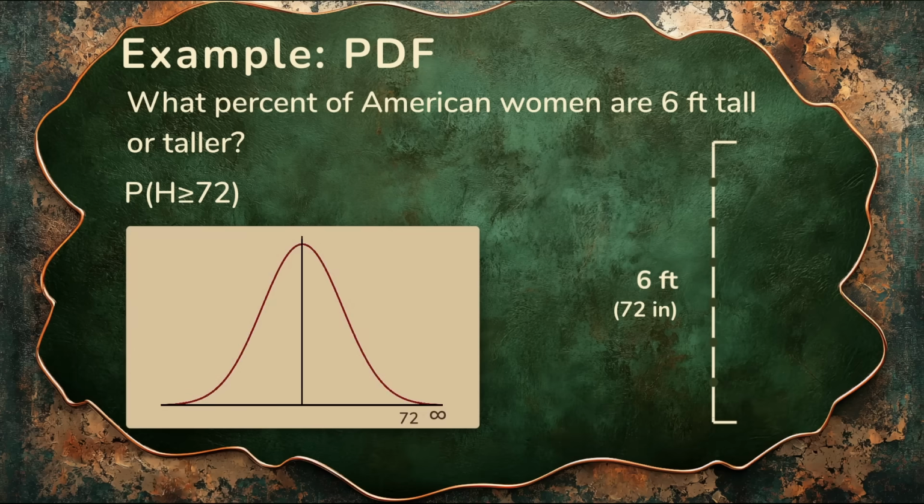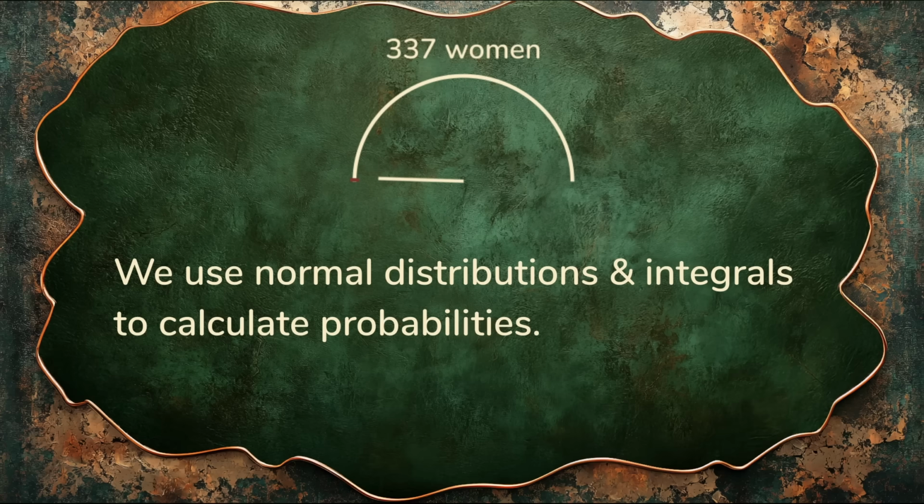That probability is the area under the normal distribution curve from 72 inches to infinity. This area is calculated using an integral. If you use software to compute this integral, you find that the probability is quite small. About 0.03% of American women are 6 feet or taller. To put that another way, out of every 1 million women, about 337 are 6 feet or taller. That's how you use the normal distribution and an integral to find probabilities, even for rare events.